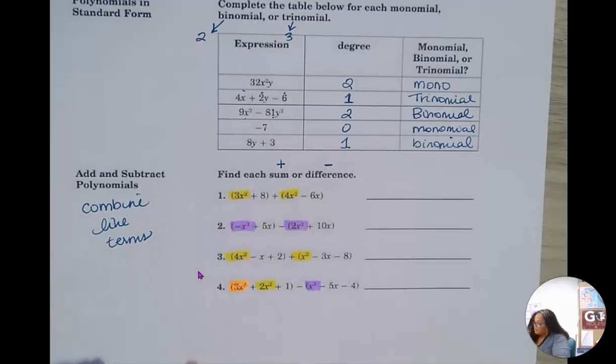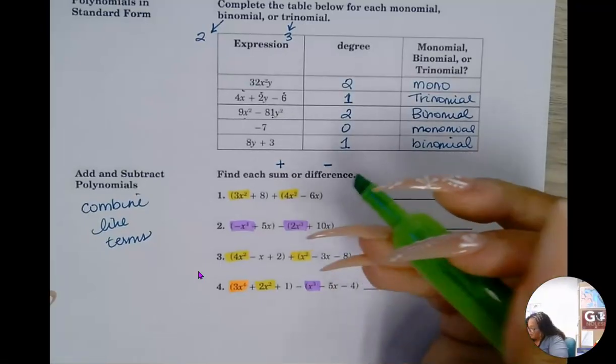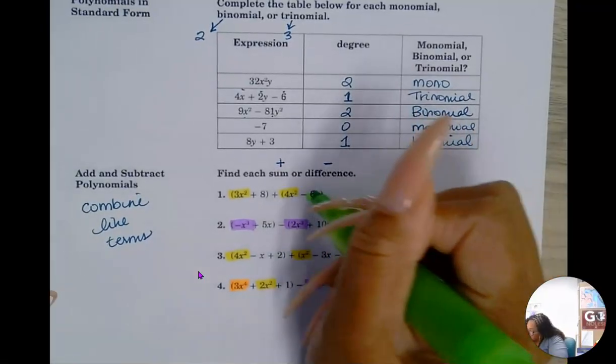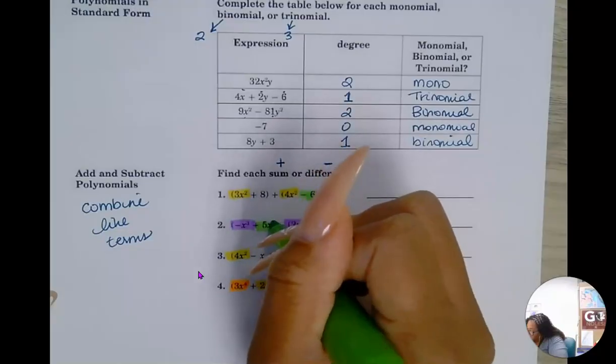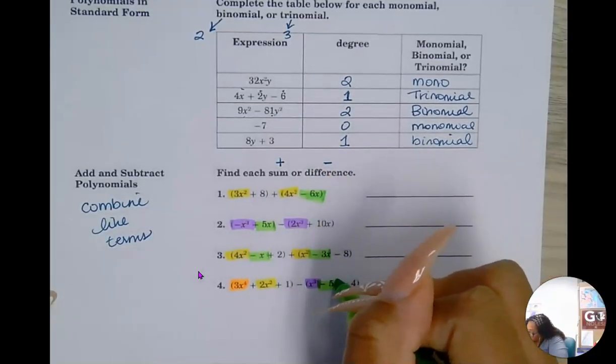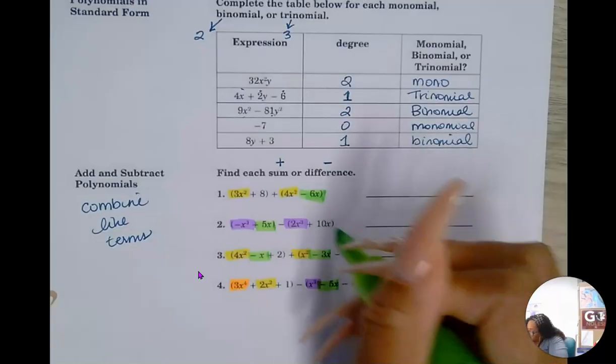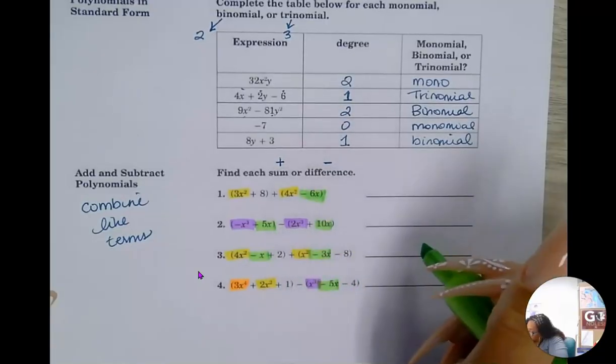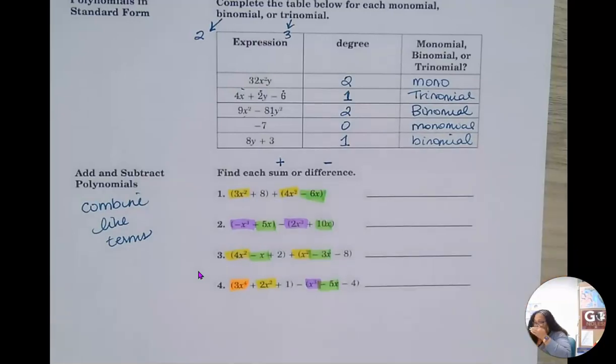And then let's do the x's. Okay. 6x, this is a negative 6x. 5x, negative x, negative 3x, negative 5x. And then a 10x. And then the last one that I have is my constants.